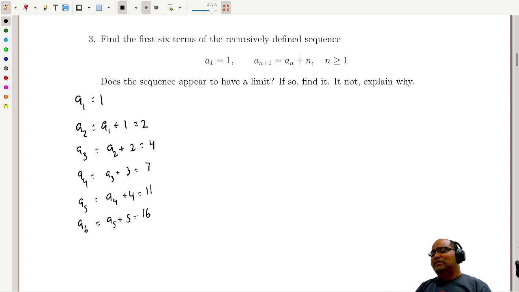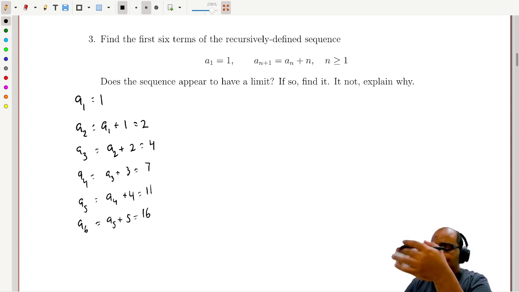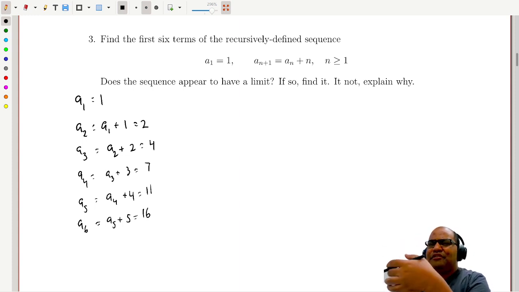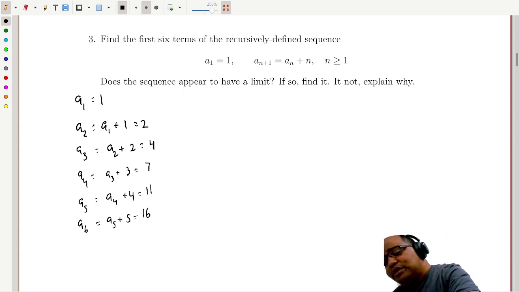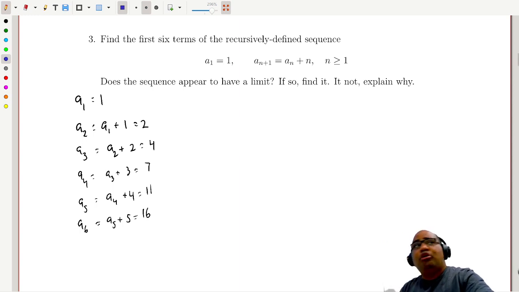But take a look at this, right? Does this sequence appear to have a limit? Well, let's investigate here. Start with 1, then you go to 2, then 4, then 7. The gap gets a bit bigger, 11, then another bigger, 16. The next term is for clever: 16 plus 6, 22. The gap's a bit bigger. So try to analyze these so-called common differences.